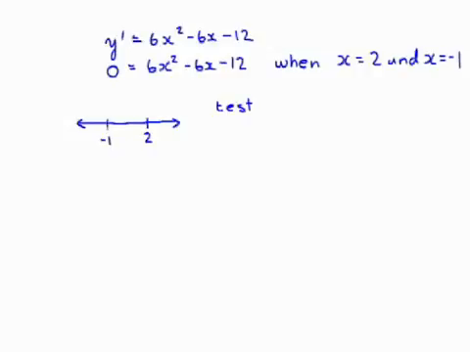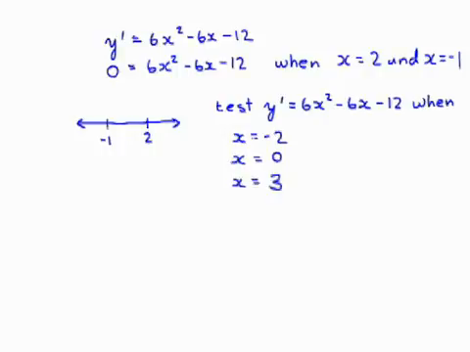So I'm going to test y prime, which is equal to 6x squared minus 6x minus 12 when x is equal to negative 2, x is equal to 0, and x is equal to 3. These are the values I've chosen in my three intervals on my number line. You could have chosen other values that would have been perfectly acceptable. When x is equal to negative 2, y prime is equal to 24. So I place a positive value on my number line to indicate that all first derivatives in that region from negative infinity to negative 1 would produce positive values for our first derivative.